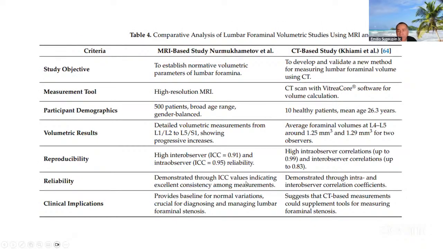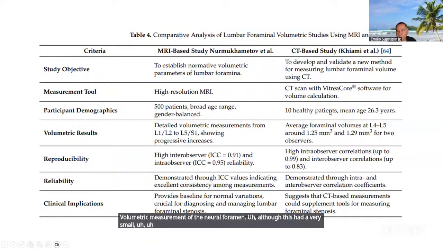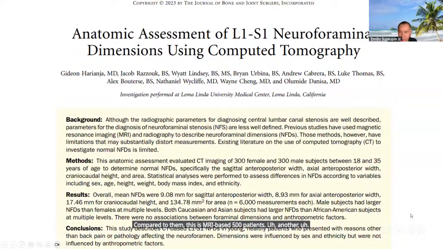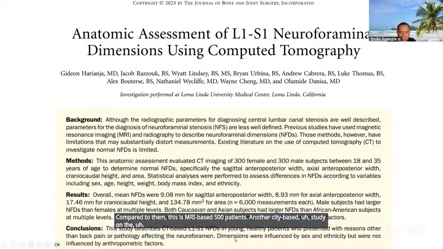This same article compared their results with a CT-based study, volumetric measurement of the neural foramen. Although this had a very small sample size, 10 healthy patients compared to their MRI-based 500 patients. Another CT-based study on the dimensions of the neural foramen.